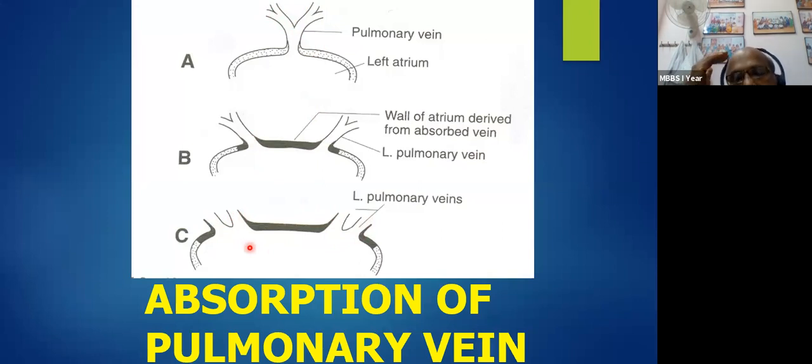So like this, the entire left atrium is formed by the absorption of the pulmonary vein only. That's why the entire left atrium is smooth. What happens to the left half of your primitive atrial chamber? That entire chamber, where we have muscle fibers, forms only the left auricle. So the entire left atrium is formed by the absorption of the pulmonary vein only. Now see the next picture, you can understand.